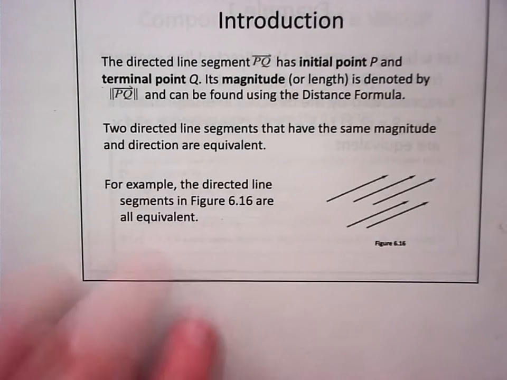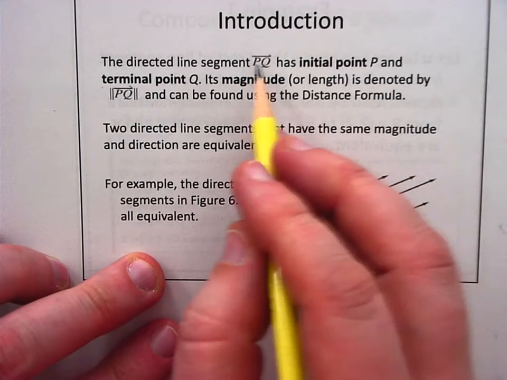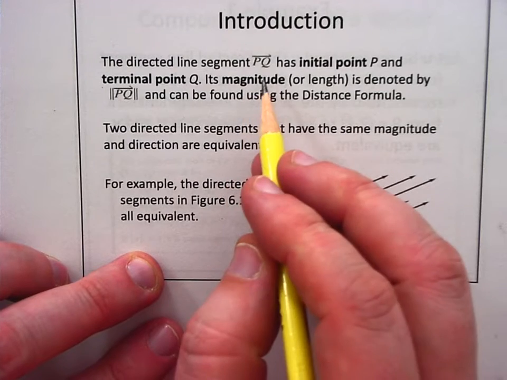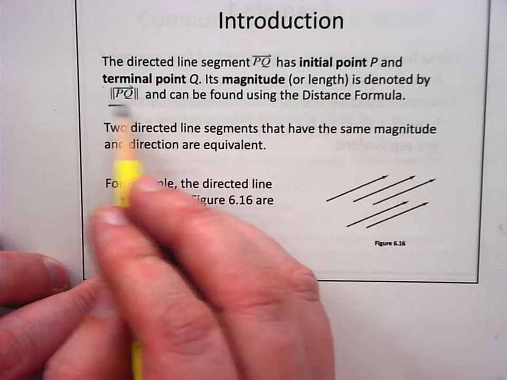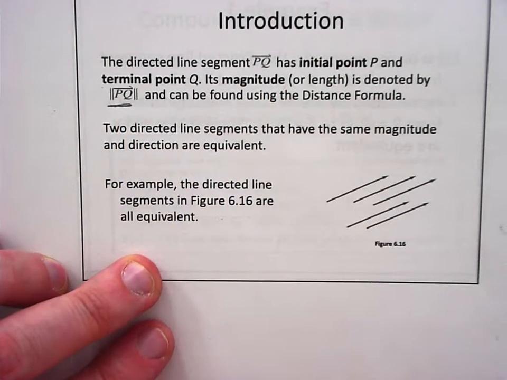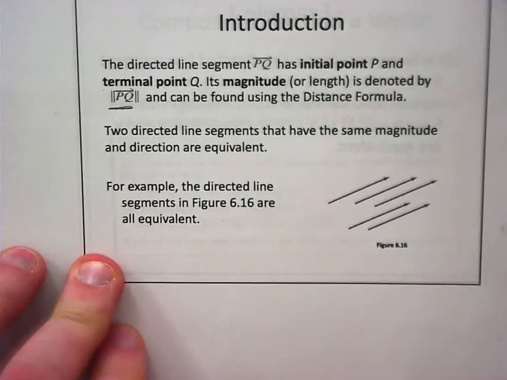They will also represent this with the kind of arrow over that PQ. They'll also do that length or magnitude. They'll put double absolute value bars around that. That's just the notation they use for it.